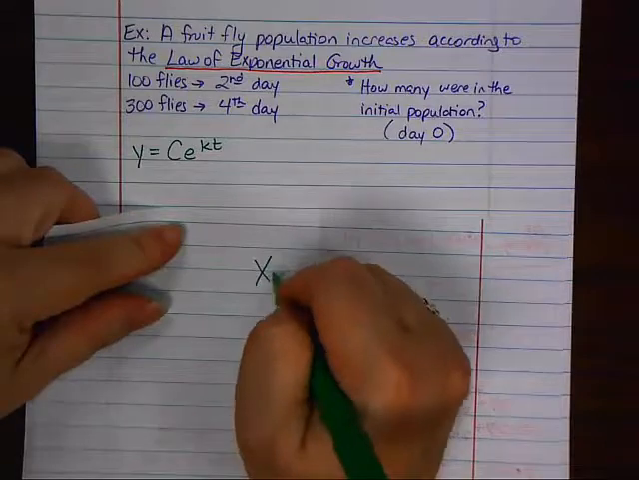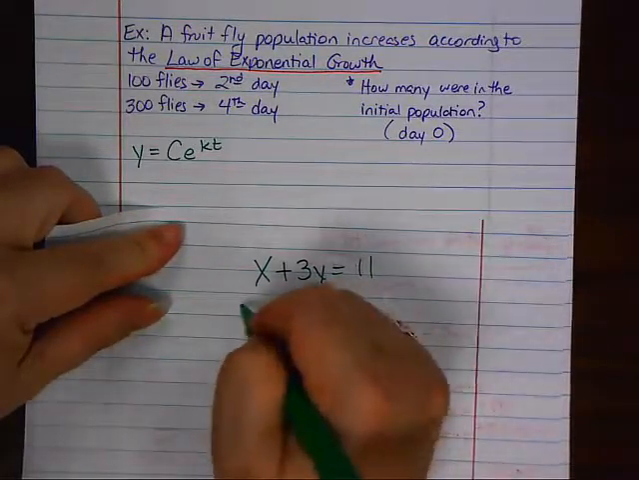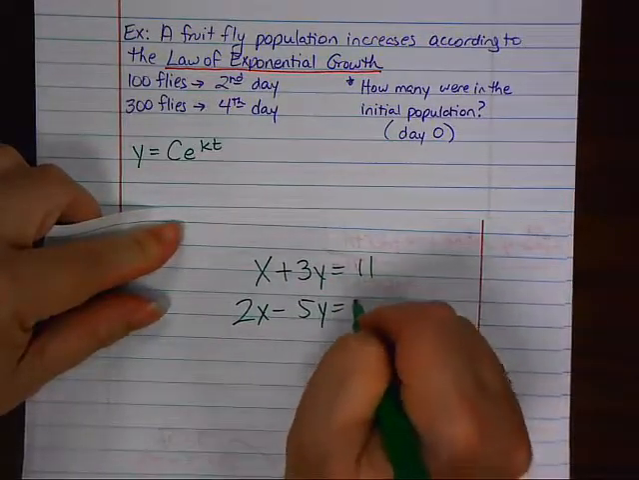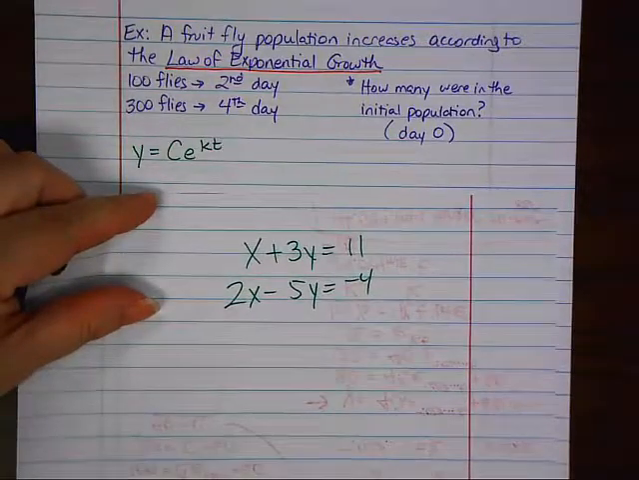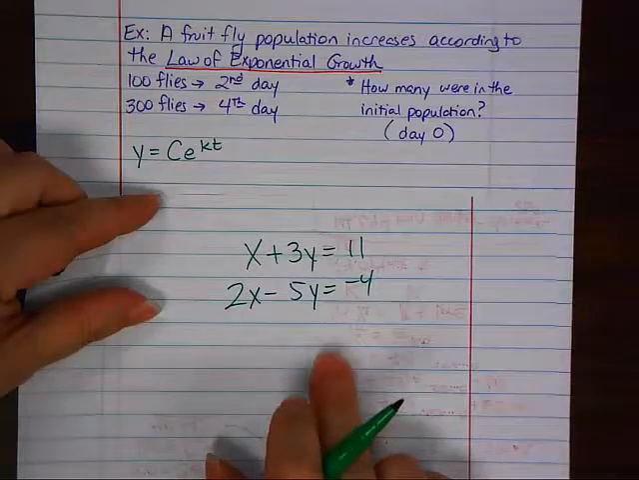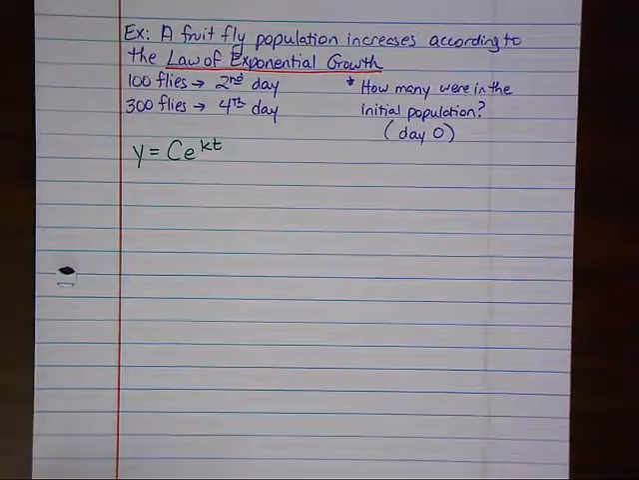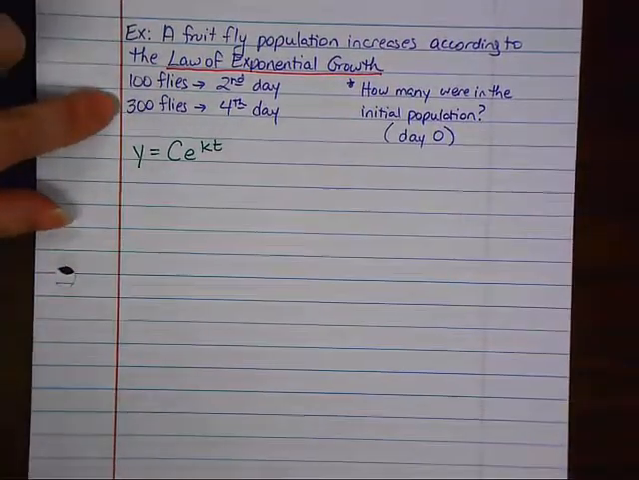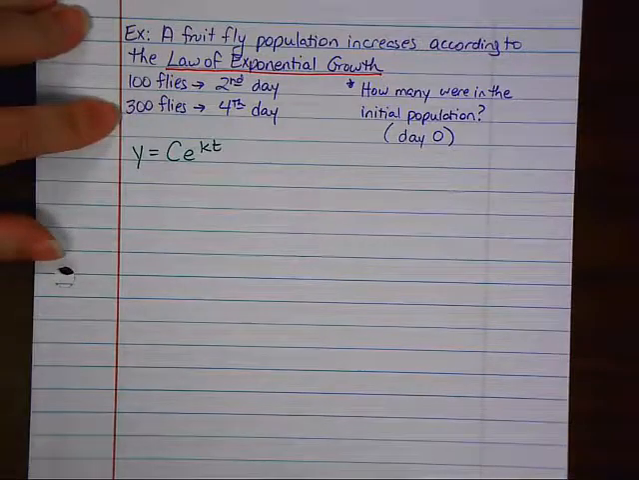Systems to you guys is like x plus 3y equals 11 and 2x minus 5y equals negative 4. You remember that? Okay? We're going to create two systems that do not look like this, but they can be solved in a kind of similar way. Now here's what you're going to do. I need you to plug the second equation in first.